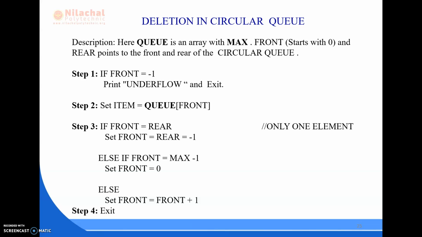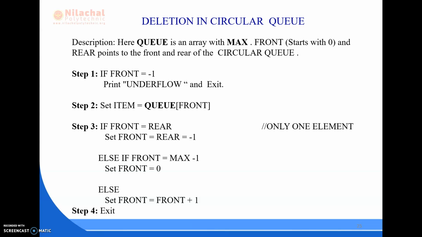When there is no item in the circular queue, we cannot delete any item, so it will print underflow and exit. At step 2, the item is there at the queue front. So we all know when we are deleting, at the front part of the queue only the item will be deleted and the front will be incremented by 1.